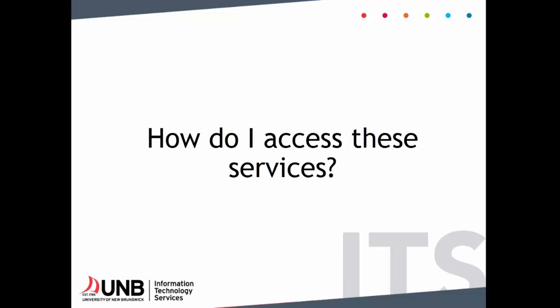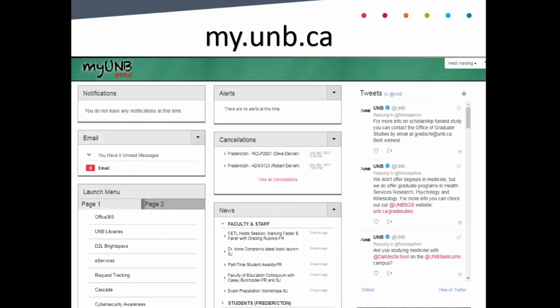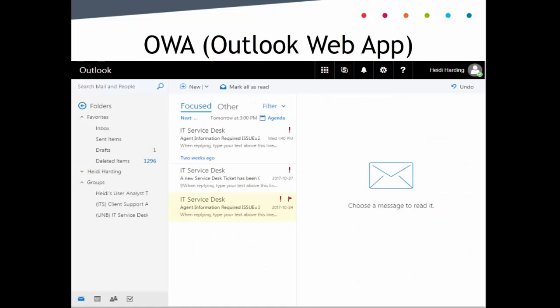So with all of these data storage services available to us, how do we access them? The My UNB portal is our one-stop shop for almost all of our file storage needs. The email link will take us directly to the Outlook web app, or OWA. It's probably the easiest way to check our UNB email. All you need is an internet connection, and you can visit this site and see your emails.